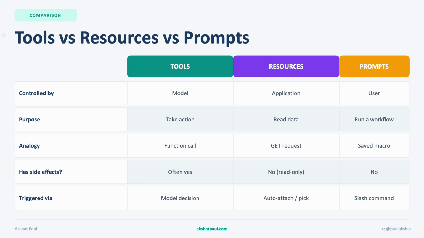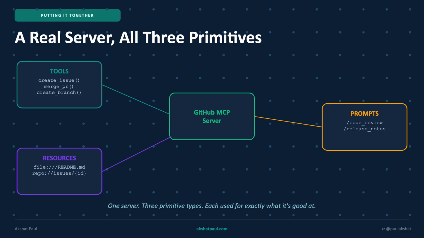That answers the question. Let's zoom out and see how all three primitives come together in one real production-style MCP server. Picture a GitHub MCP server, a single codebase, a single deployed service. It exposes all three primitive types simultaneously, and each one is used for exactly the job it's best suited for. For tools, it exposes things like create_issue, merge_PR, and create_branch. These are all actions, things that change state in the real world. The model decides when to call these based on the conversation.